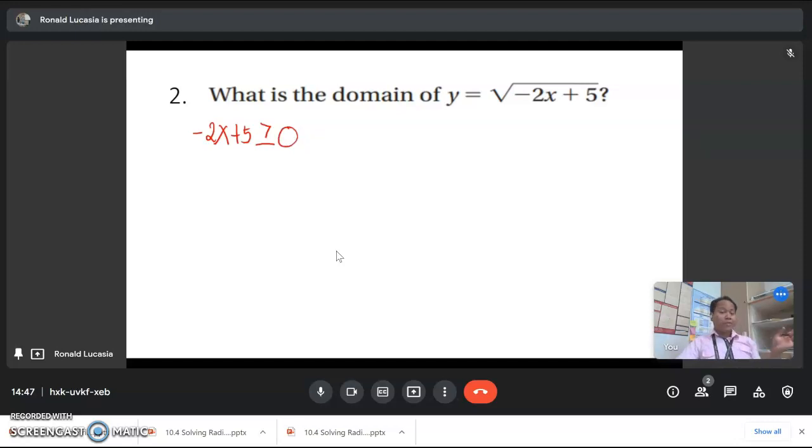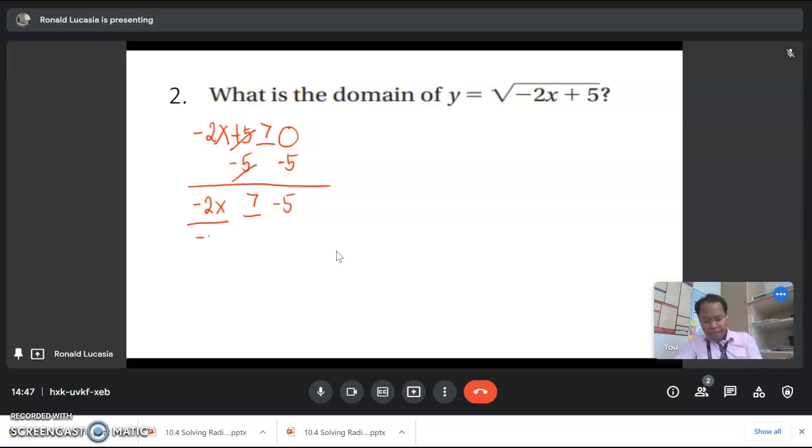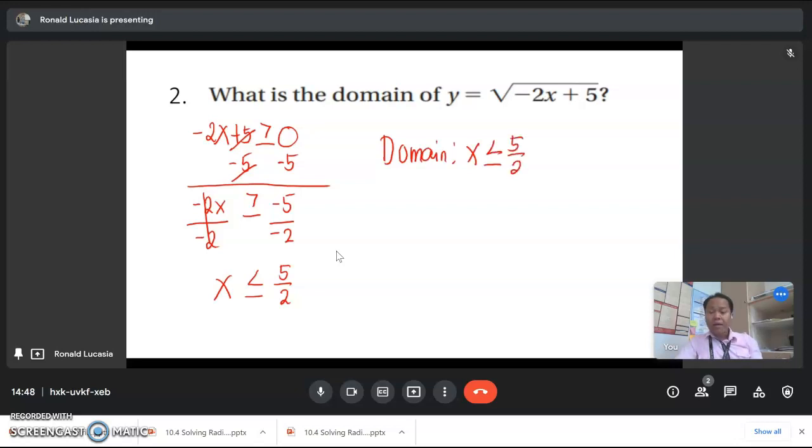Because when that is less than 0, a negative number doesn't have a square root, at least for this lesson. Solving for x, you have to subtract 5 from both sides. So you have greater than or equal to 0 minus 5, it's negative 5. Dividing both sides by negative 2. Remember our lesson that when we multiply or divide by a negative number, you have to reverse the inequality sign. Since we divide by a negative number, we reverse greater than or equal to, and that becomes less than or equal to positive 5 over 2, because negative 5 over negative 2 is positive. So the domain here is x less than or equal to 5 over 2.